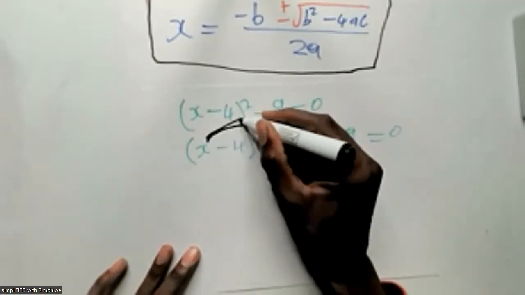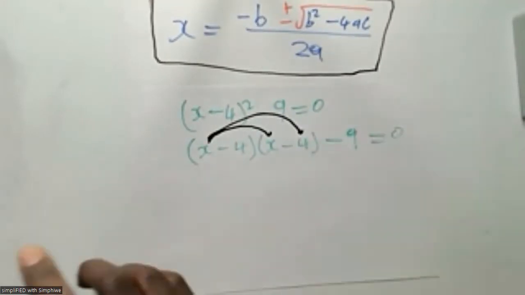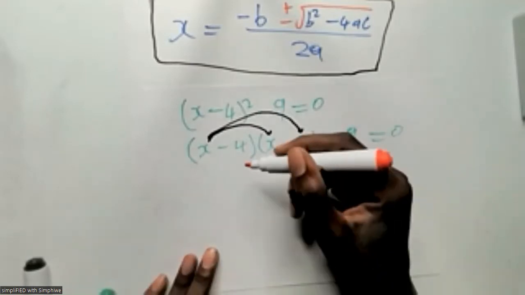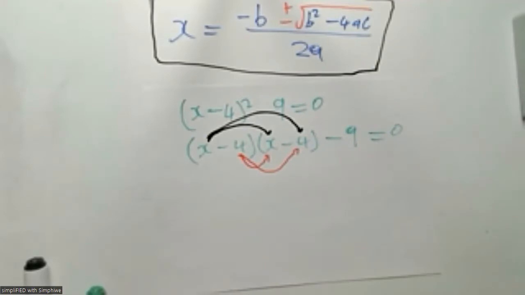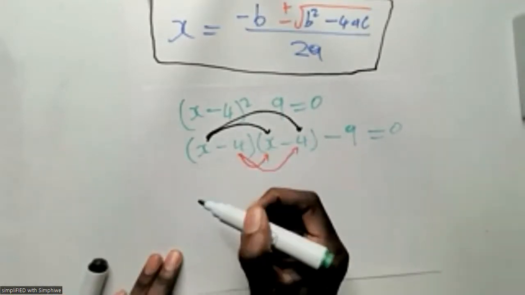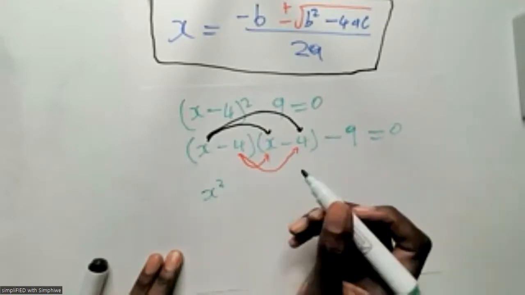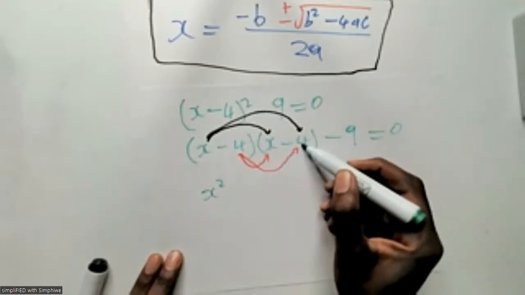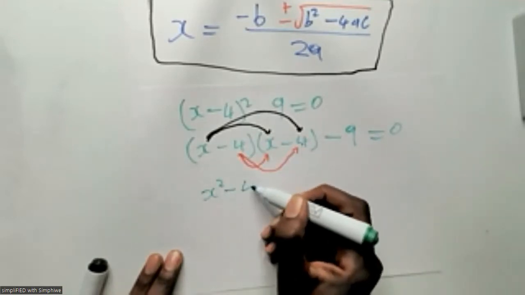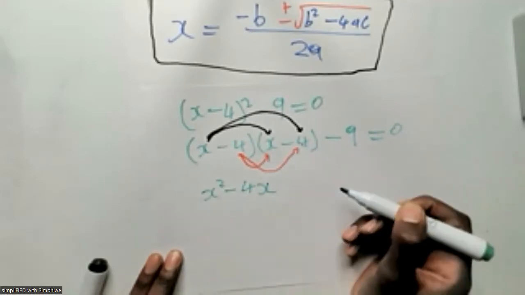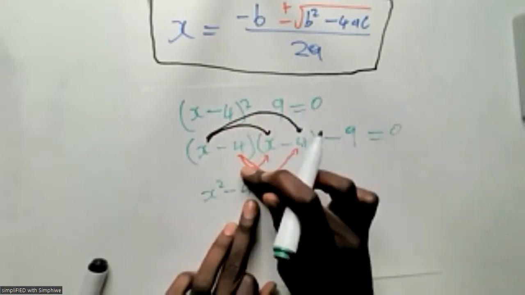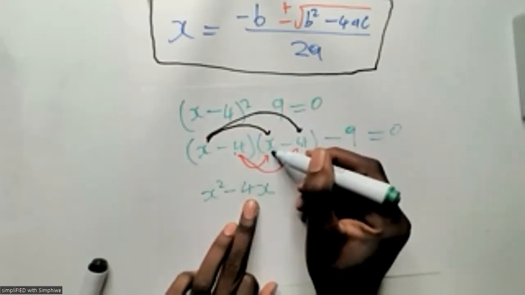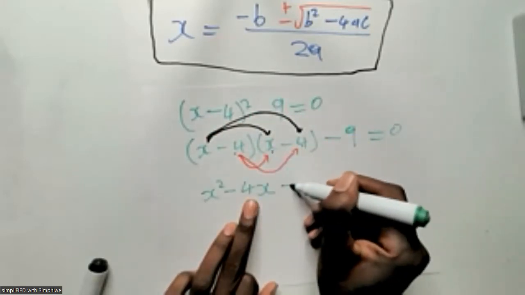So here, to get the values, I must multiply this by this, and this by this, and then again multiply this by this, and this by this. That's the simplification. So let's go. x times x is x squared. x times minus 4 is minus 4x. We're done with these two. Now we're coming to the bottom one.